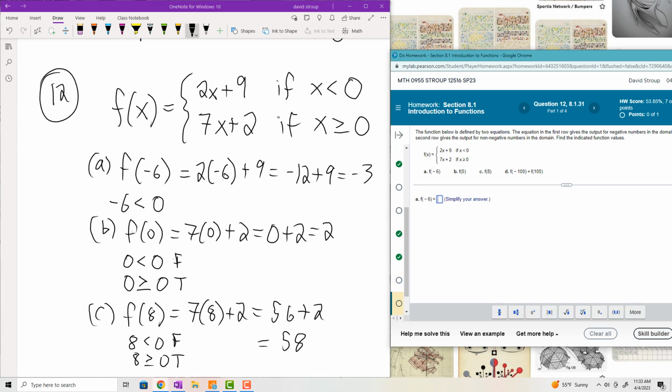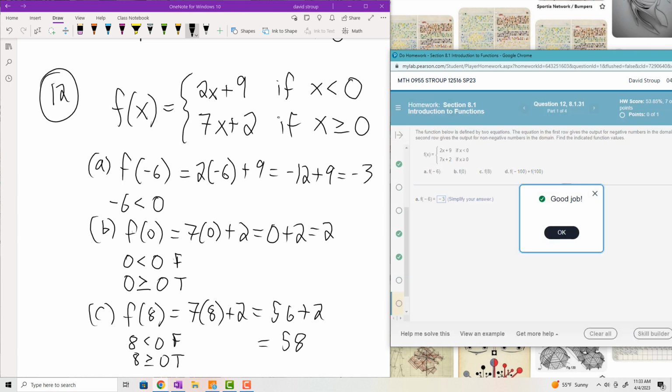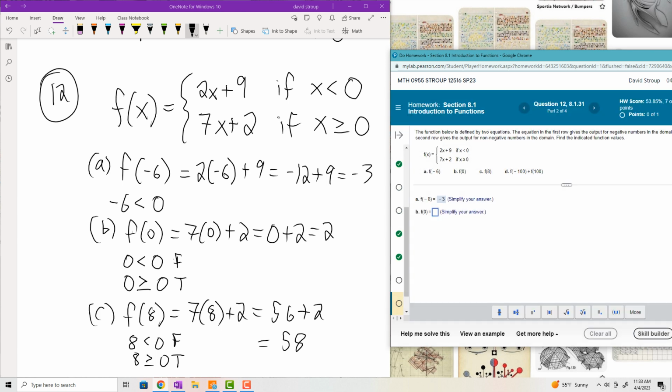Okay, let's type some of these in, make sure they're right. Negative 3. F of 0 is 2. F of 8, we just did, was 58.